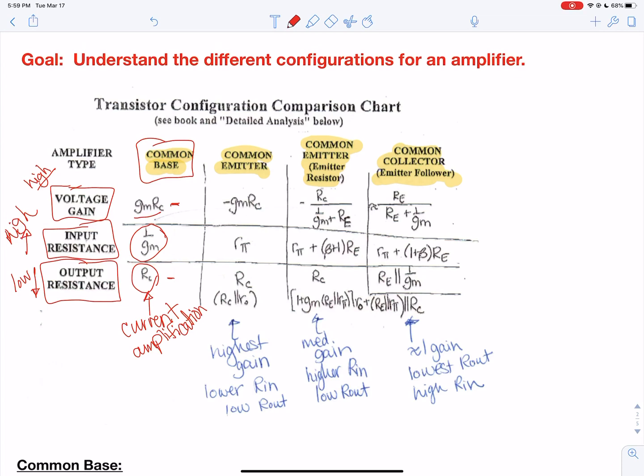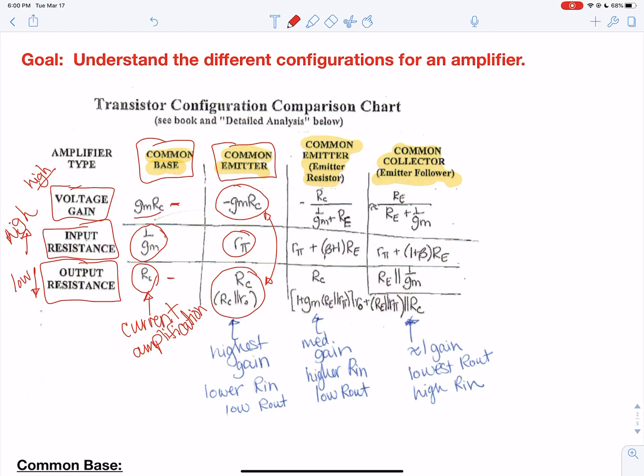So that's usually why it's used for current amplification. The next type of configuration is called a common emitter. And the common emitter has the gain of a minus gm RC. And r pi is the input resistance, which a lot of times you can try and get to be a pretty high number. And then RC is also the output resistance. So again, these two kind of contradict themselves because you're not able to control that RC and have it be both a high gain and a low output resistance.